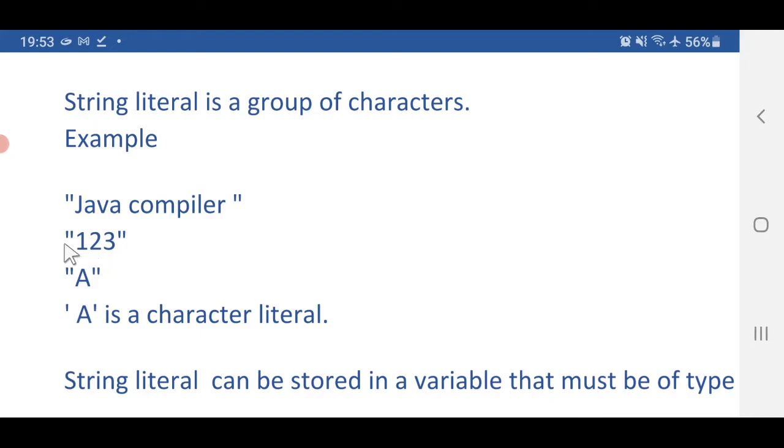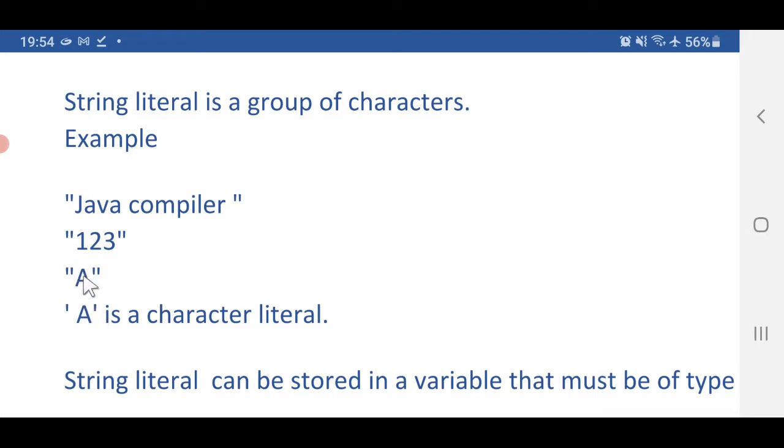Then after that you can see few examples. One is Java compiler written in double quotes. So it's a group of characters, means all the alphabets including the space, that too will be taken as a character. Students, after that 1 2 3, that is a group of digits, but still it will be taken as the string because it is written in the double quotes. All right. After that, capital A, that is again mentioned in the double quotes. Single character is there but in double quotes, so that too will be taken as string literal.